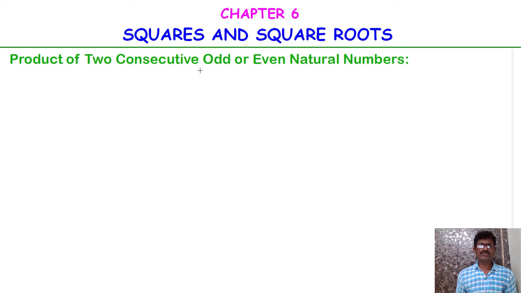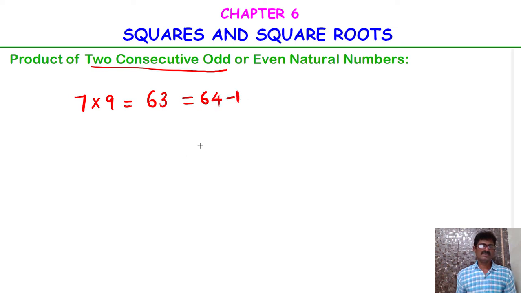Product of two consecutive odd or even natural numbers. Suppose if I take two consecutive odd numbers. Let me take 7 times 9. We know that 7 into 9 is 63. This can be written as 64 minus 1. 64 is nothing but 8 square. So 8 square minus 1. So 7 into 9 can be written as 8 square minus 1.